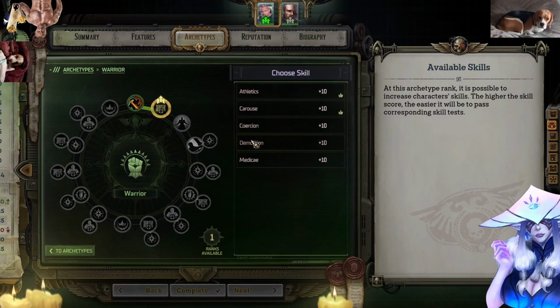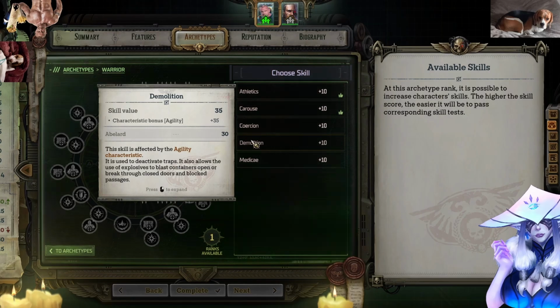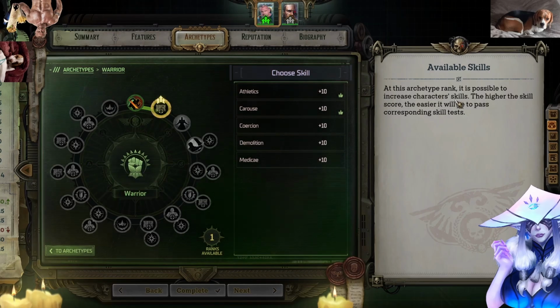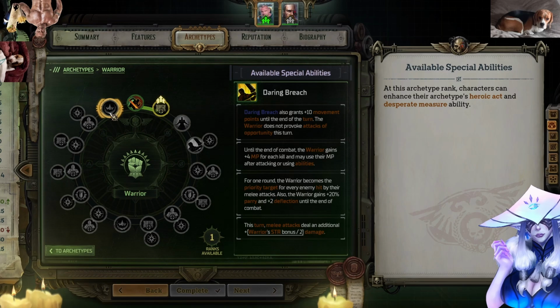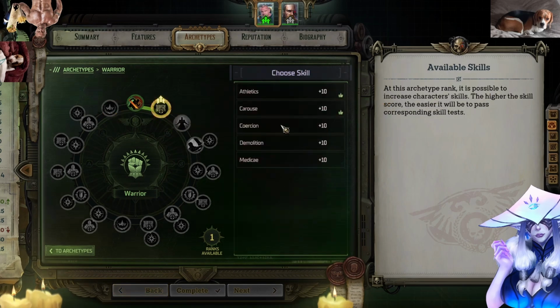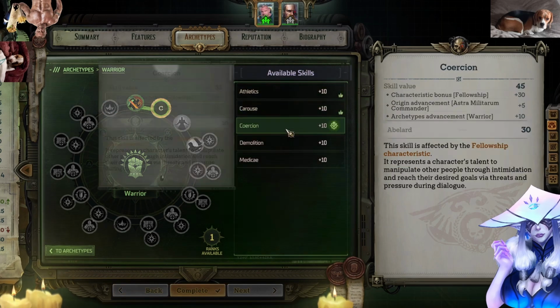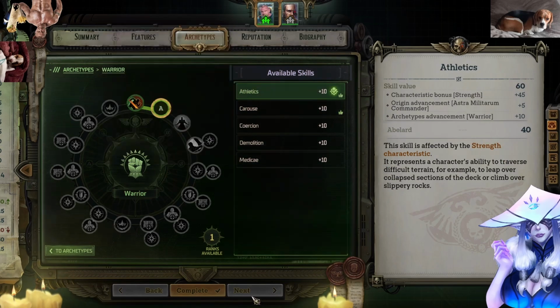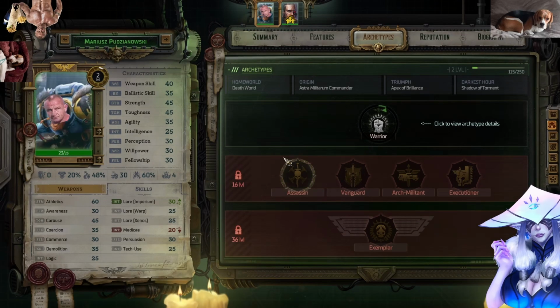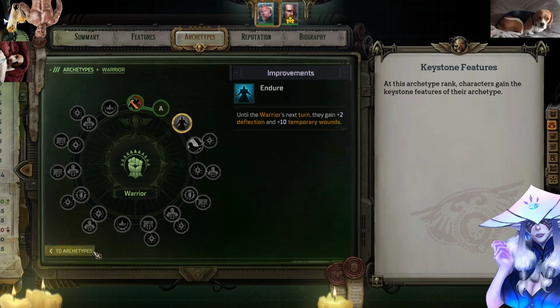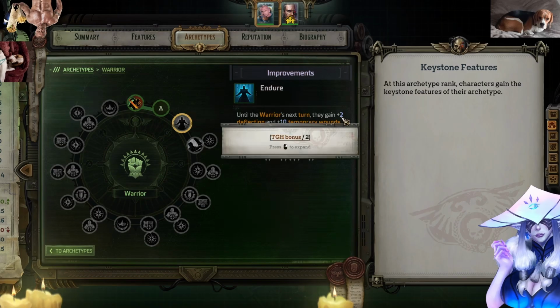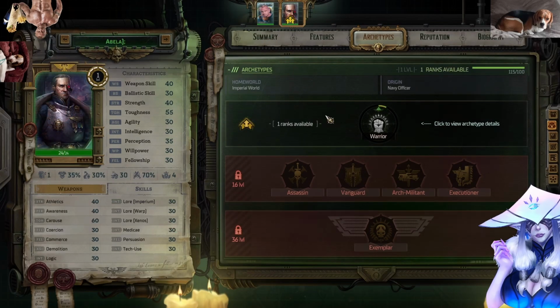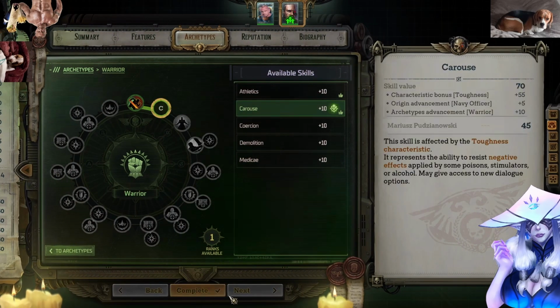Okay, level up. Where do I level up? At this archetype rank it is possible to increase the character's skills. Can I go this? No, I have to go this. Oh, okay, I have to pick one of these. I mean, it's Pudzian, have to go athletics. Yes. No, next. Okay, that was a boring level up. For the warriors next turn they get +2 deflection and temporary wounds. The same deal here. Corrodes.